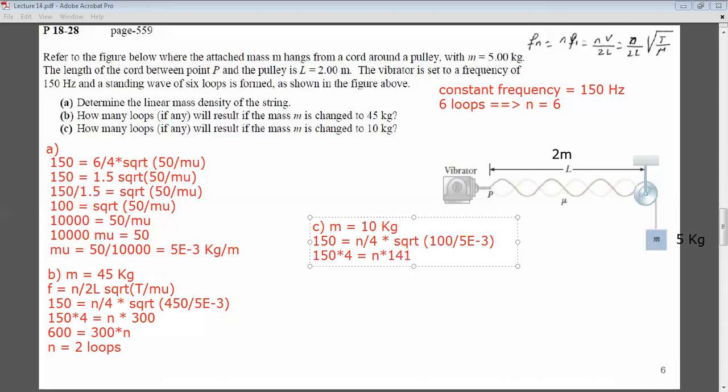This will give 141.42. 150 times 4 divided by 141.42, we get n equal to 4.24, which is not an integer, which implies no loops. So when we increased the mass from 5 to 10 kilograms, we observed no loops.